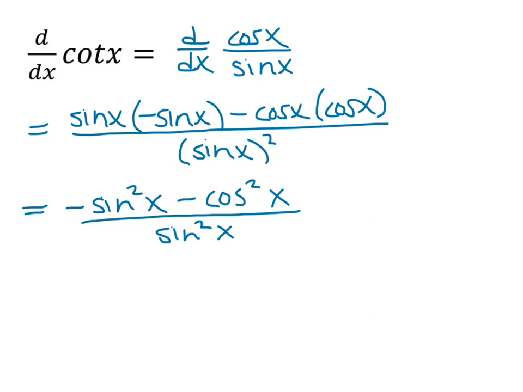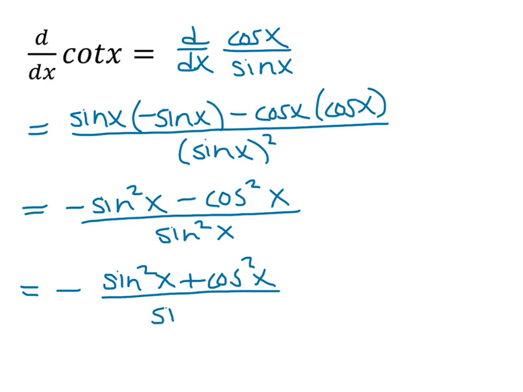Now let's take a look at the derivative of cotangent x, cotangent being the quotient of cosine over sine. We have the quotient rule already set up for us. So take a look, we have an extra negative appearing. So if we have extra negatives in the numerator, let's factor them out, leaving us in the numerator with a positive sine squared x plus a cosine squared x, all over that sine squared x.